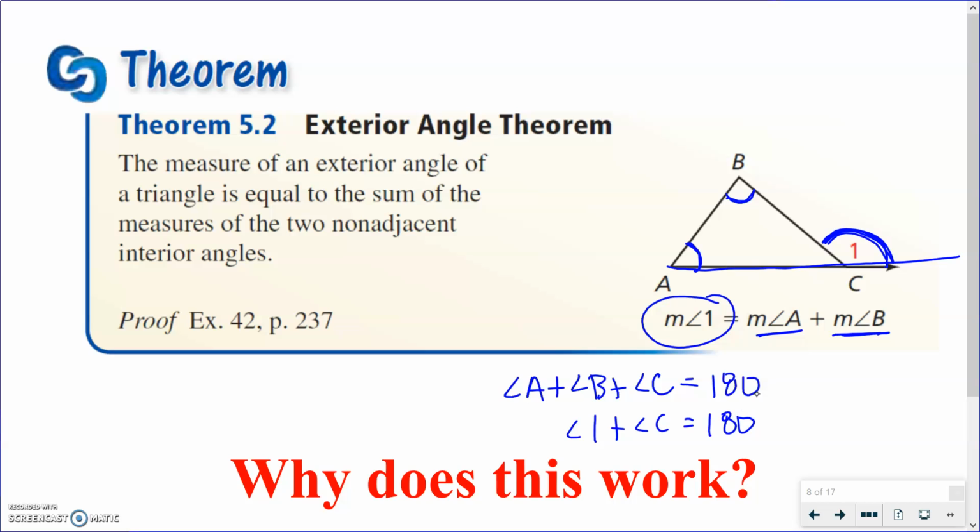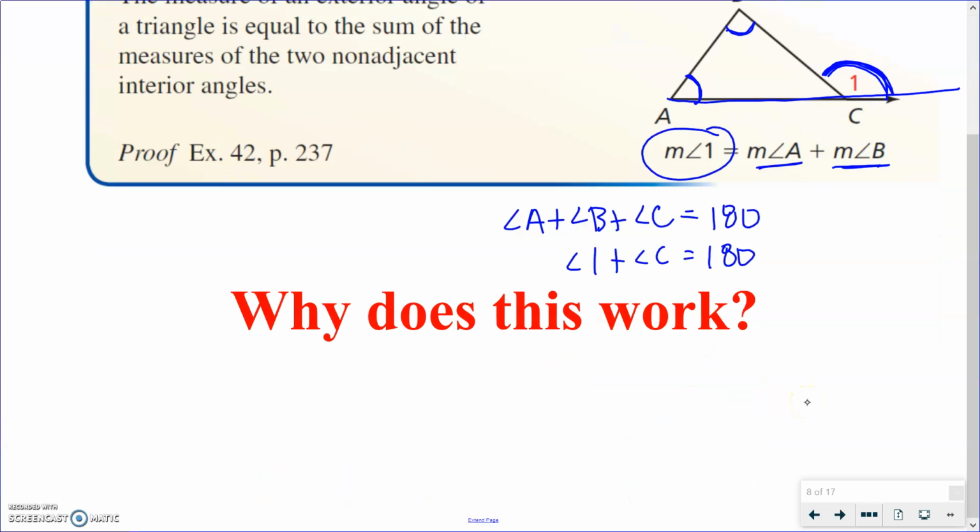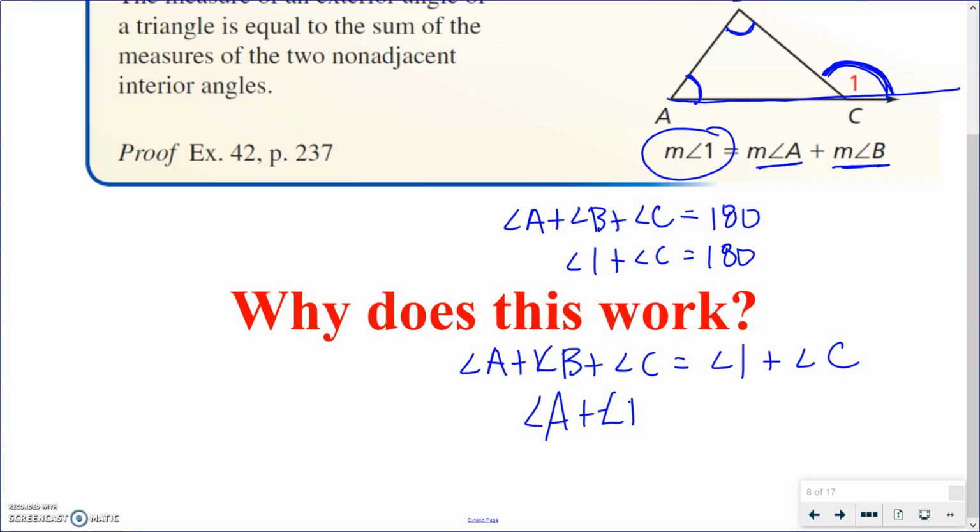So you can use the transitive property and almost prove this right here and say angle A plus angle B plus angle C equals angle 1 plus angle C. And so if you subtract angle C from both sides, you get that angle A plus angle B equals angle 1.